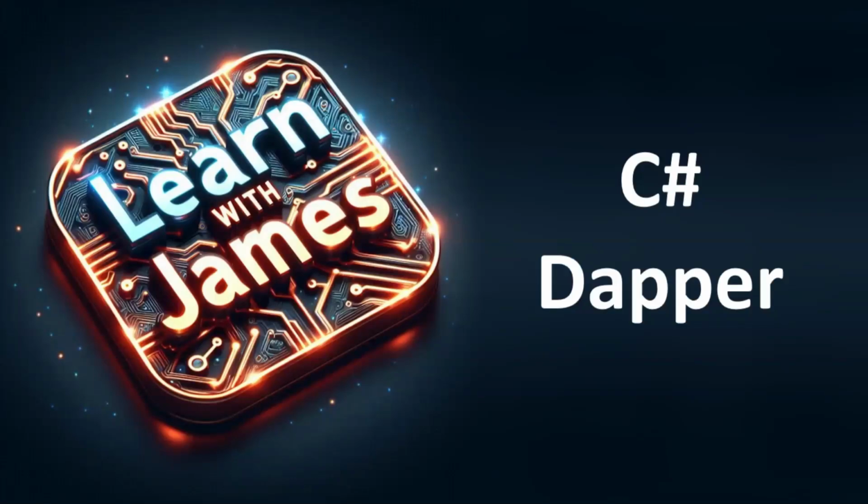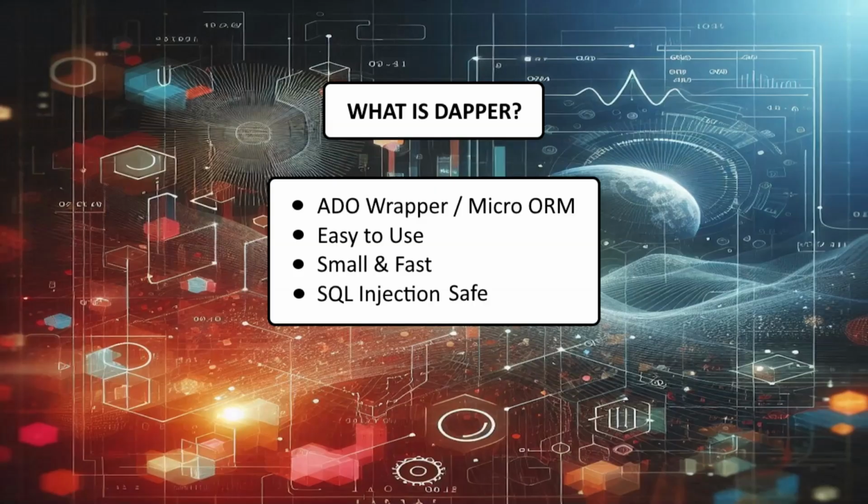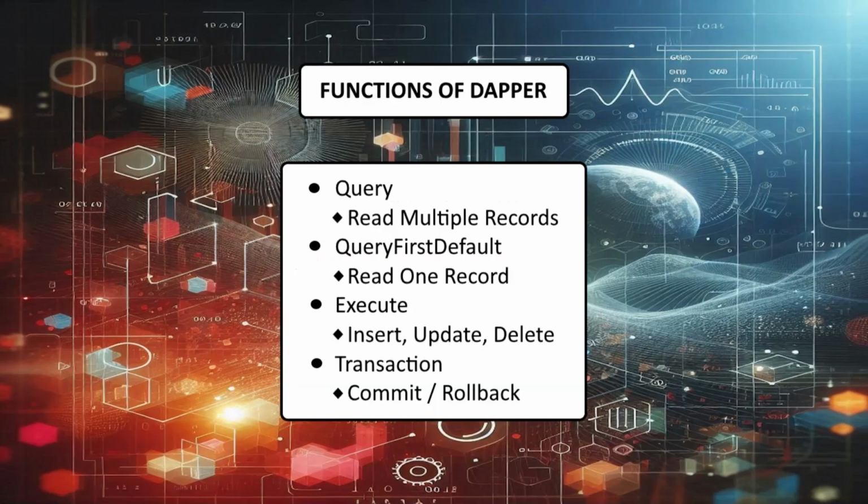How to use Dapper in C Sharp. In the simplest terms, Dapper is a wrapper around ADO.NET. Of course, it's a lot more than that and acts as a micro ORM. It automates a lot of the code you would have written using just ADO.NET. It's small, fast, and safe against SQL injection attacks.